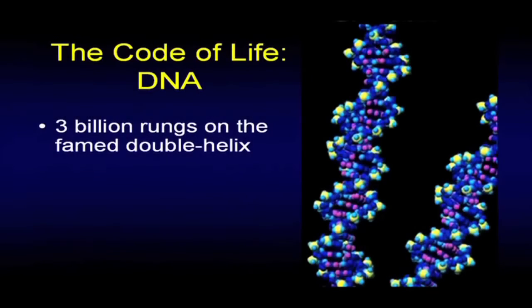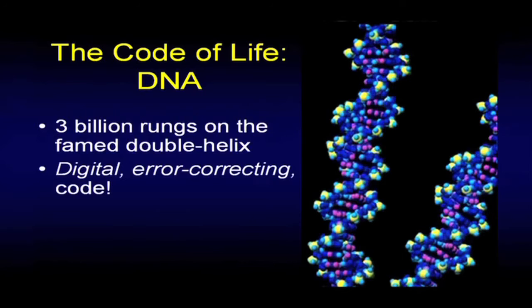There are 3 billion rungs on the famous double helix of our DNA. And the code that's involved is a digital error-correcting code. Now, there's probably not one engineer in a dozen that can design an error-detecting code properly. There's certainly a lot fewer that can design a code that automatically corrects its own errors. There are such codes, by the way.